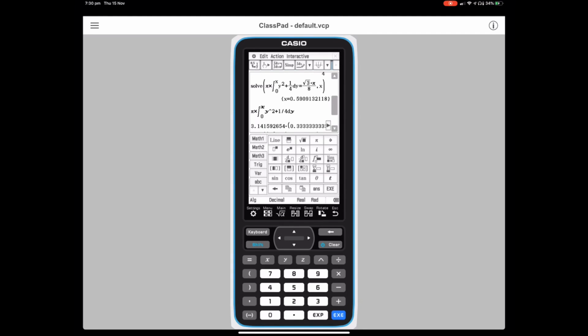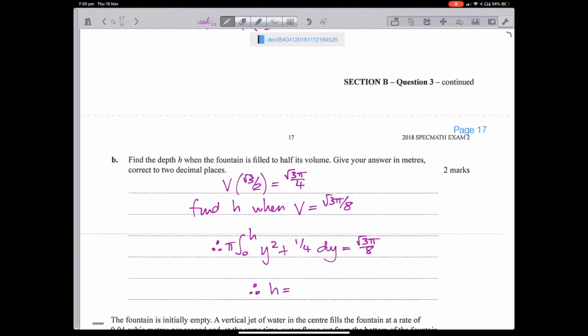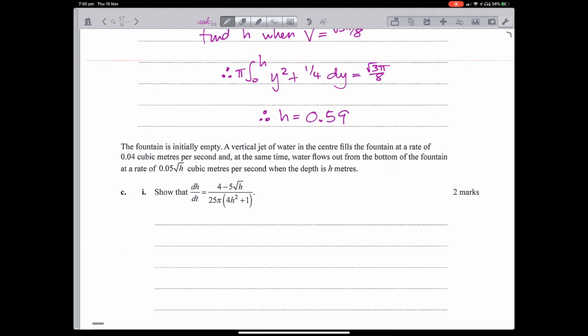Assuming that I've stuffed nothing up, I think it's 0.5909. Pretty easy to forget those pi's, which is annoying. Okay, we'll go with 0.59. So h equals 0.59, because we got that once we put the pi in. Okay, the fountain is initially empty.